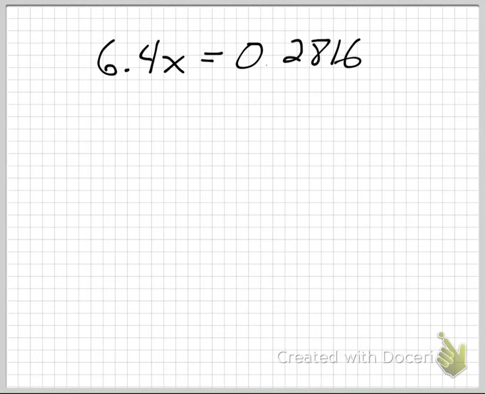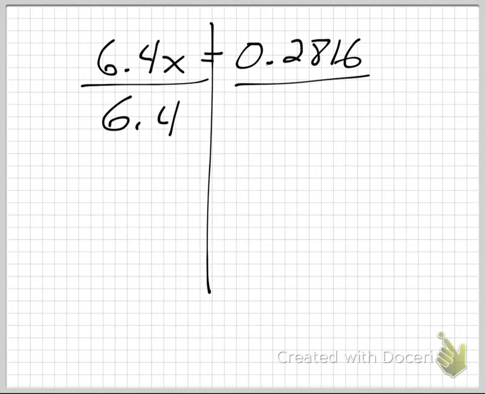Or you get a more difficult one. Let me look at a really tough one here. Here we go. 6.4x equals 0.2816. Line down the equal sign. What do I do? Divide by 6.4. You're in pre-algebra. I don't care, use a calculator here.